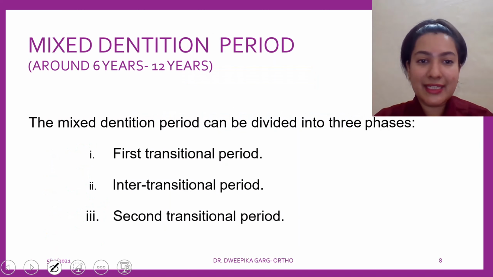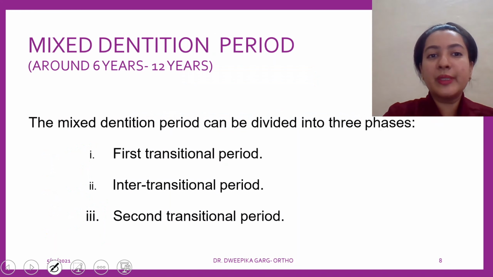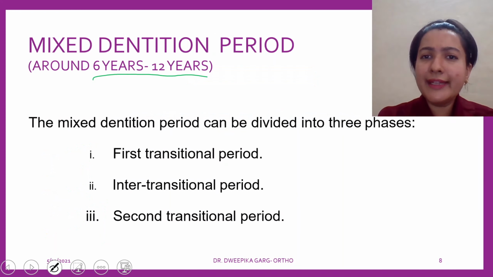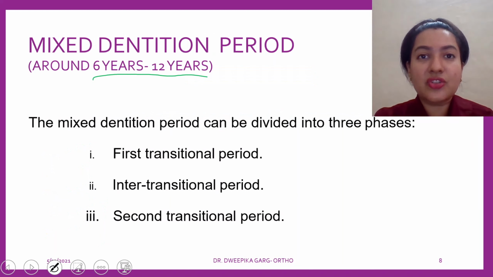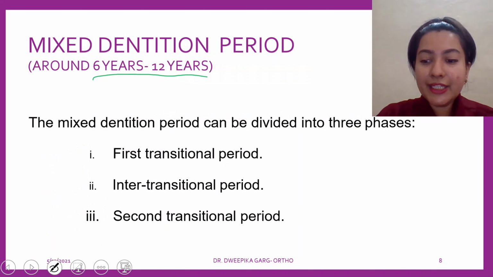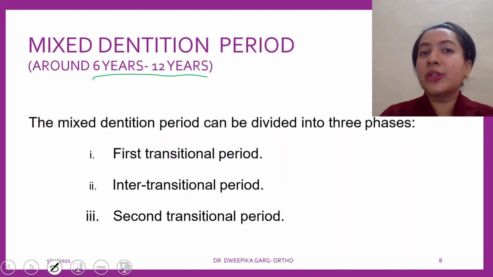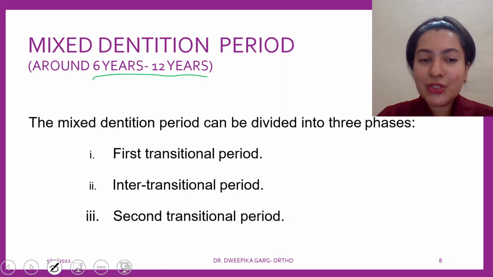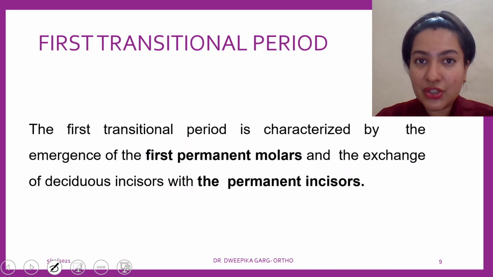Moving on to the mixed dentition. Now here you have to be very attentive. Mixed dentition, you people know, lasts for 6 years to 12 years. And it is divided into three phases: first transitional, intertransitional, second transitional. Each transition period has a particular characteristic. So let us see what is there in first transitional period.